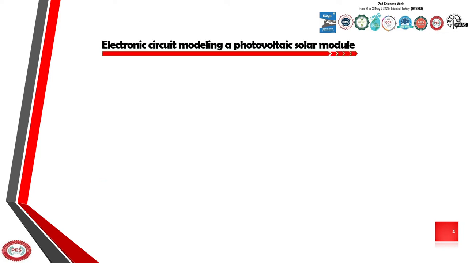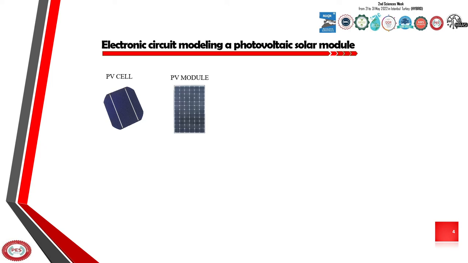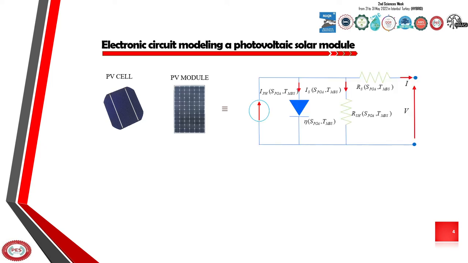Now let's turn to the next part of my talk, which is about modeling. For modeling a PV cell or a PV module, we can use the single diode model, also known as the 5-parameter model. The equivalent circuit for this model is given in this figure. If we look here, we can see a source of photocurrent, a diode, a shunt resistance, and a series resistance. The main expressions describing the single diode model are written like this.